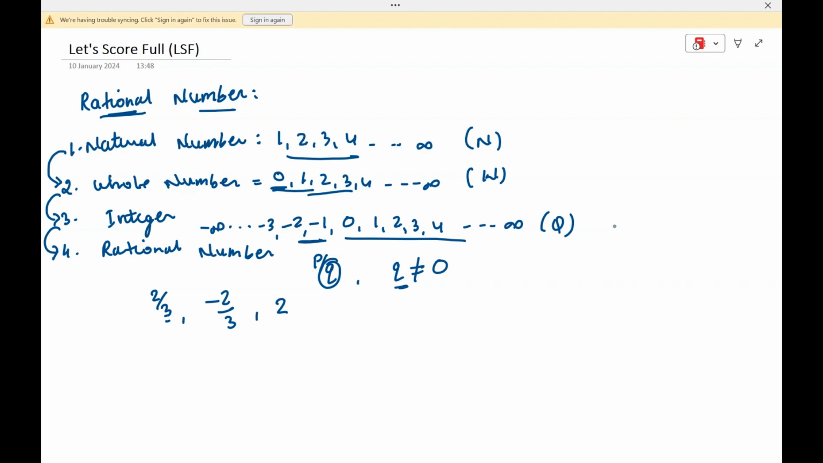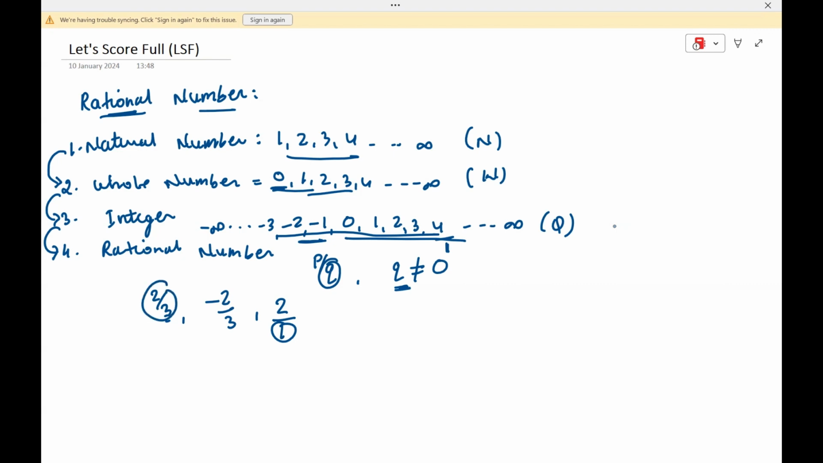2 is again a rational number. Why? If you say there is no denominator, it's okay because every number I can write with denominator 1. So the definition of rational number perfectly fits here, that is P by Q, and the denominator, that is Q, is not 0. So all the numbers in the integers, I can put 1 into the denominator and it is known as a rational number. But the reverse is not possible.